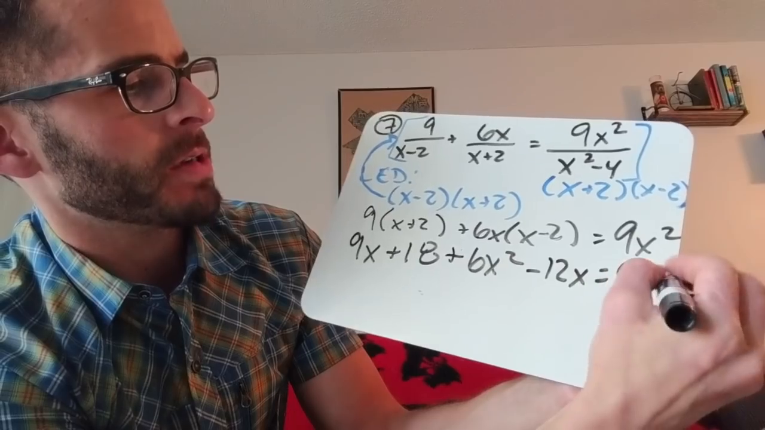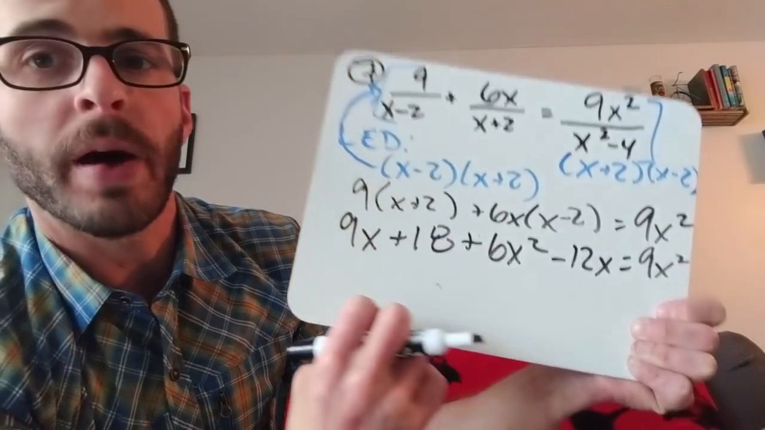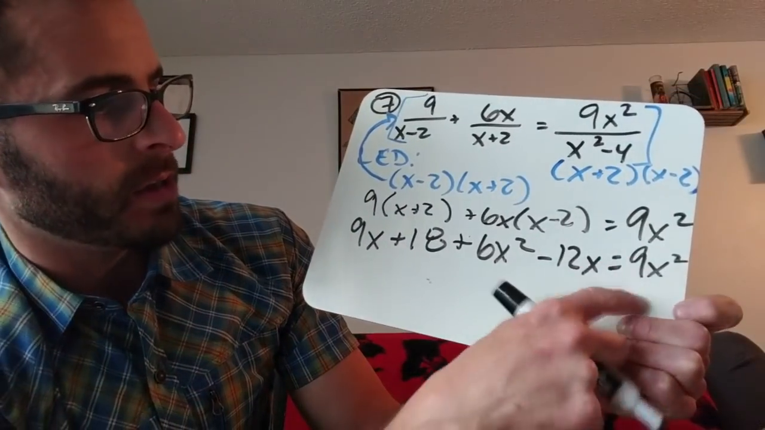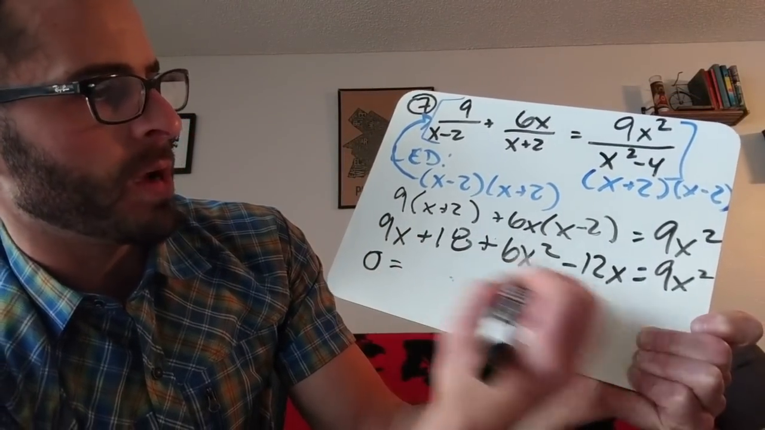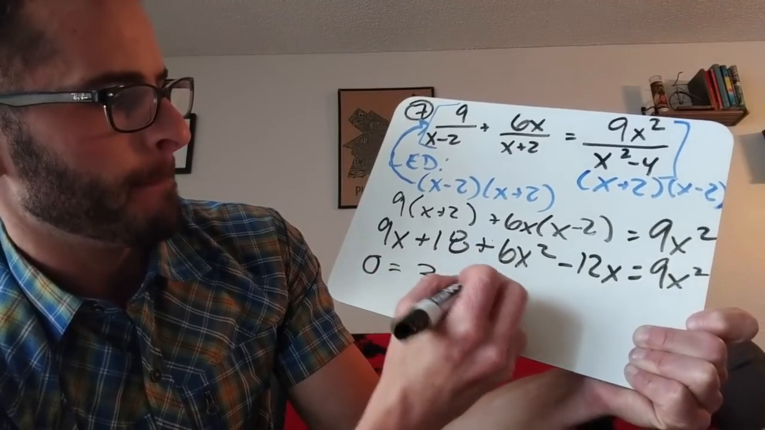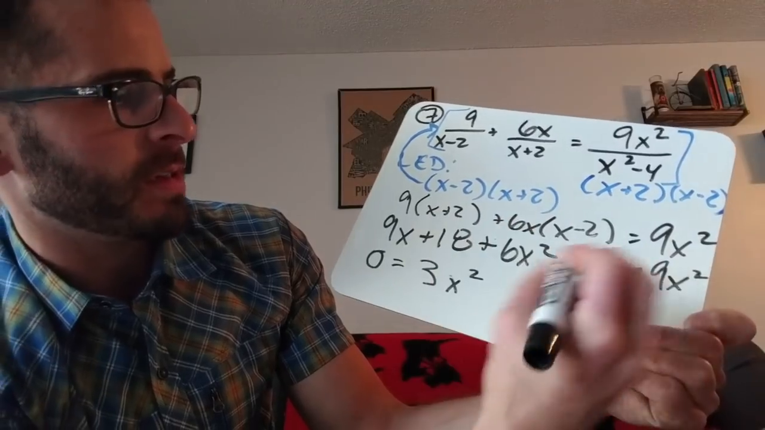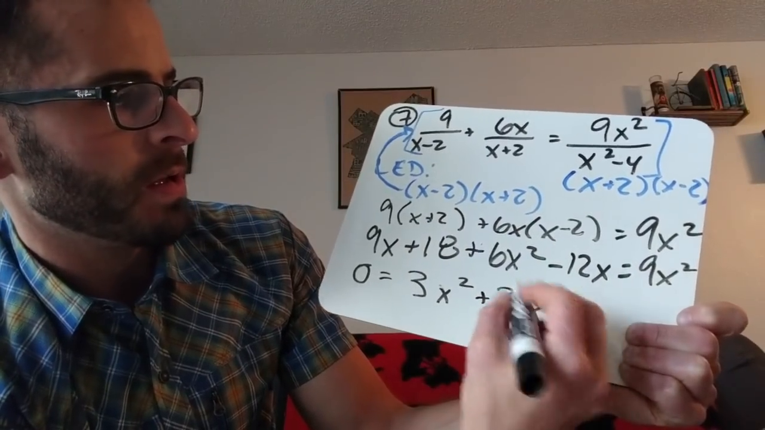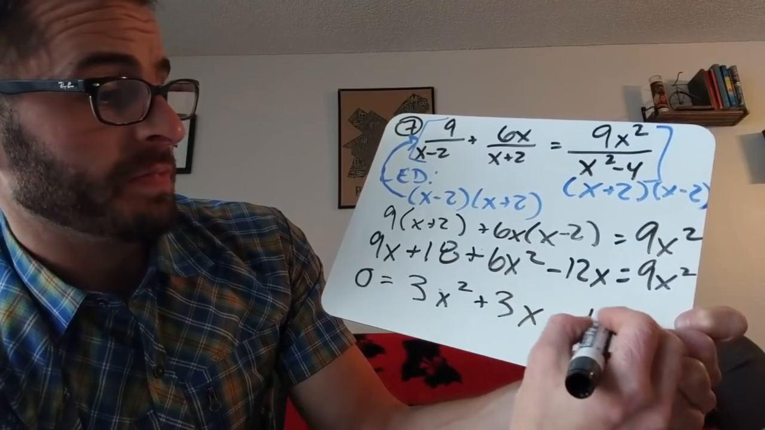Equals 9x squared. 9x plus 18, 6x squared minus 12x. All right, let's put everything on this side. So take away 6x squared. That's a 9 minus 12x, that's negative 3x. Add it to the other side. And take away 18.